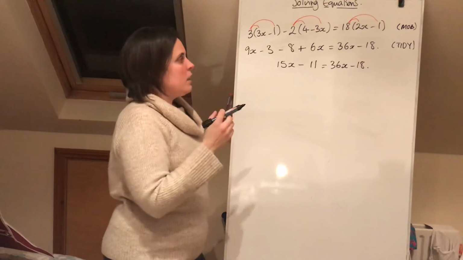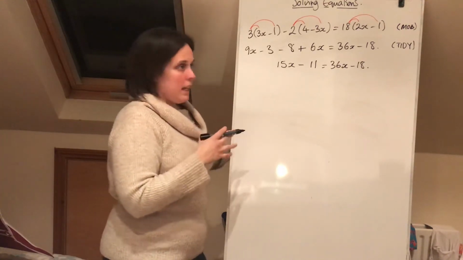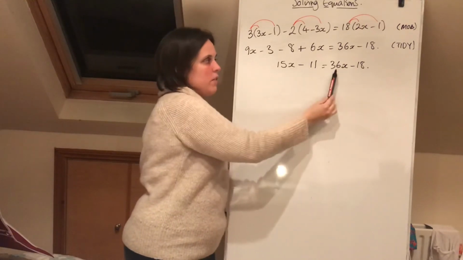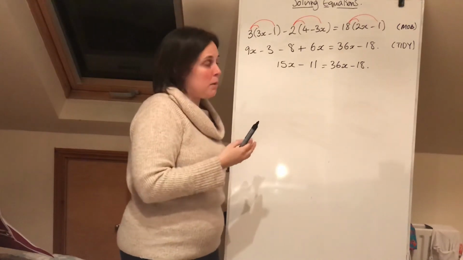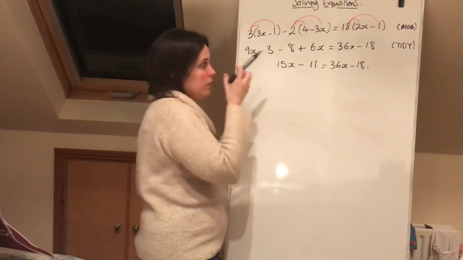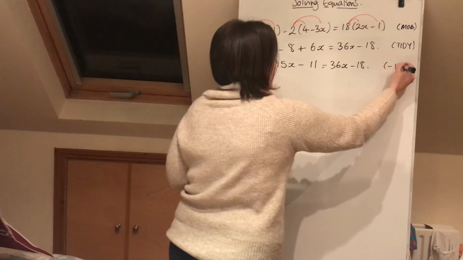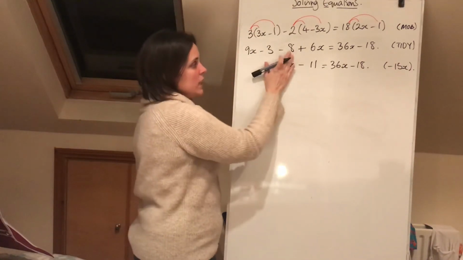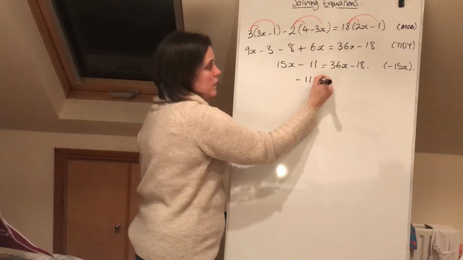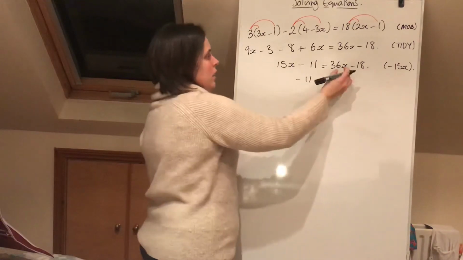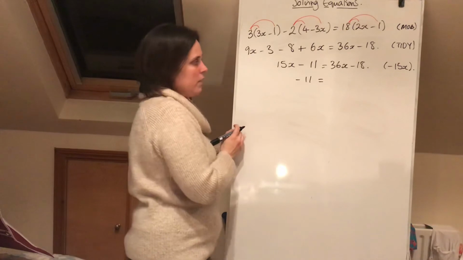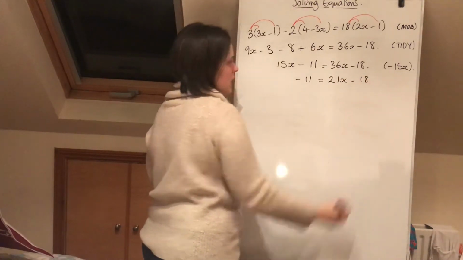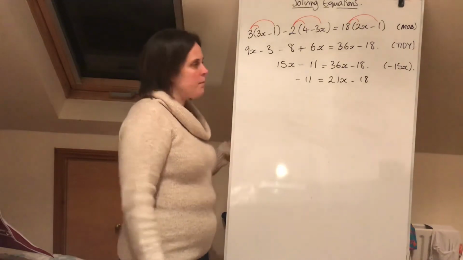Okay? So, let's get all of the x's together on one side. Smallest amount of x, okay, well we've got 15x here and 36x here. They're both the same, they're both positive, so the smallest one is the 15. So we're going to take away 15x from both sides. Again, be careful with your signs. If I get rid of the 15x, I've still got negative 11 here. 36x, take away 15x is going to be 21x, and then we've got negative 18 there, or minus 18, okay?